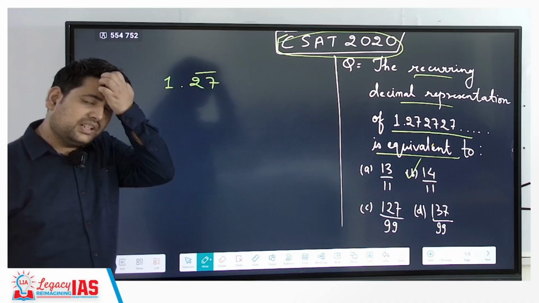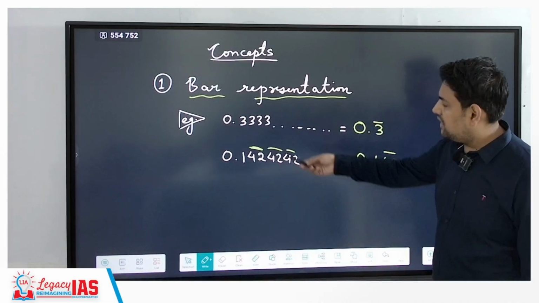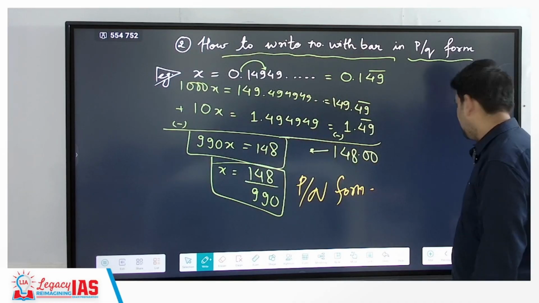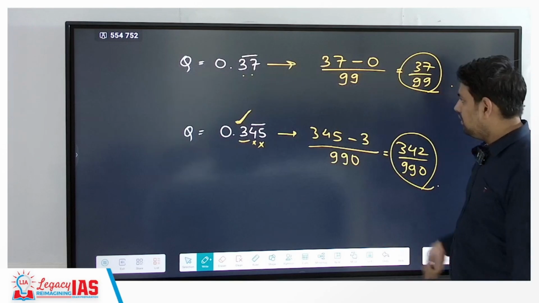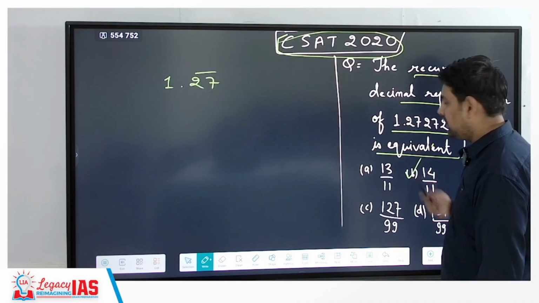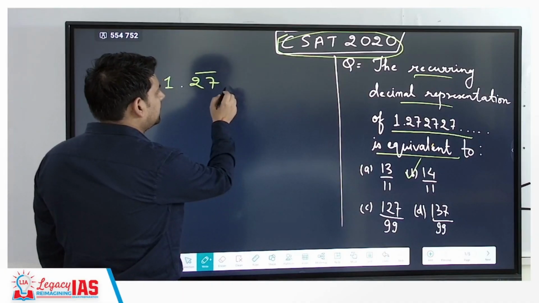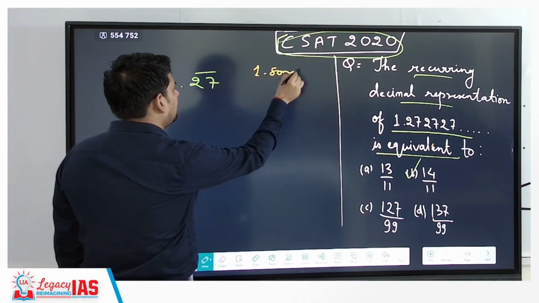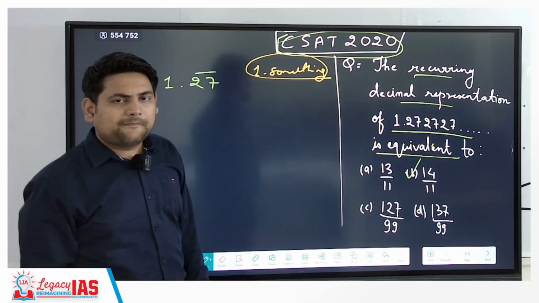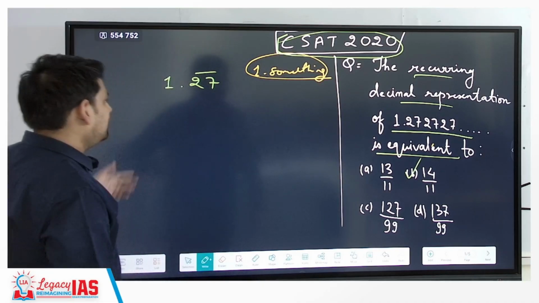See, in our whole process, what were we dealing with? We were dealing with numbers which are 0 point something, 0 point something, 0 point something. But in this question, what has been asked? The number is of the form 1 point something. Correct? It's a 1 point something kind of number. But what we learned was for 0 point something. Now what to do? It's very simple.